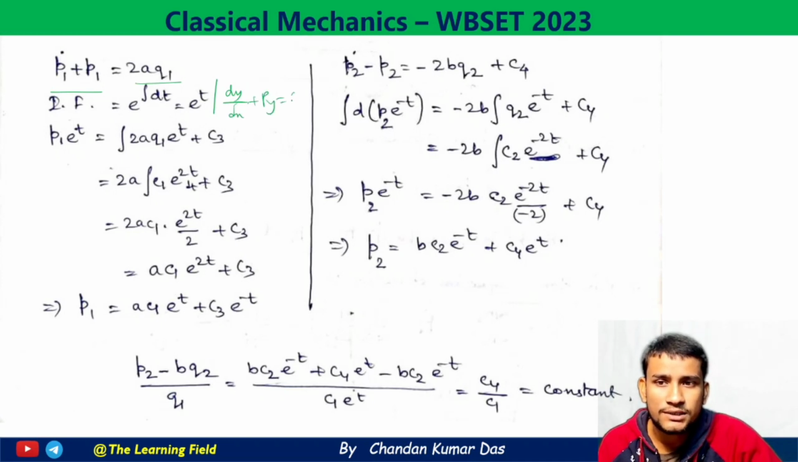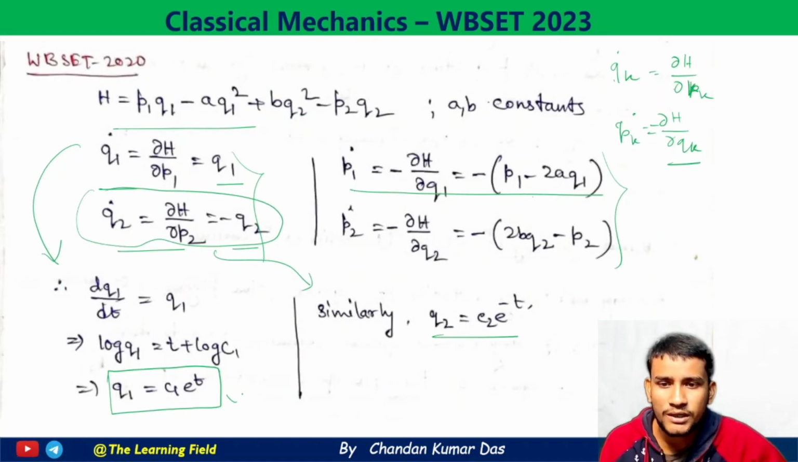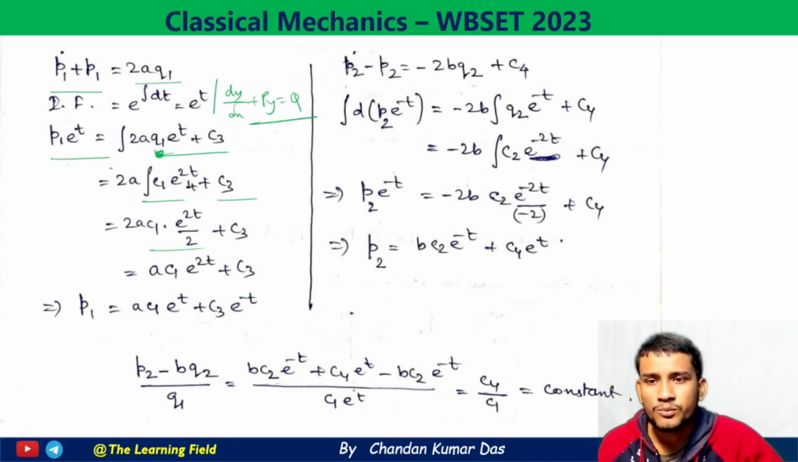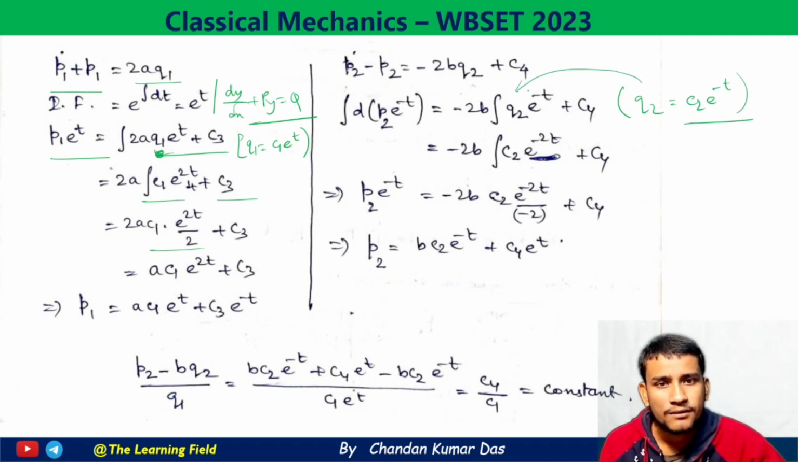This is the form of the differential equation dy dx plus Py equal to Q. Therefore we calculate the integrating factor and then simply integrate this one. Here we put the value of q1, which is c1 e to the power t, and for q2 we put c2 e to the power minus t.